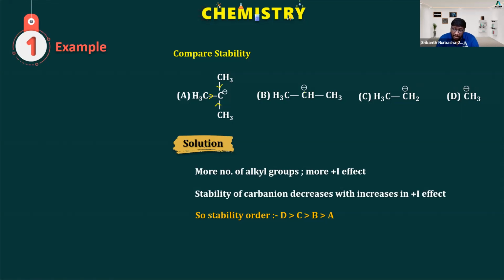Because these are all carbanion systems, and the carbon is connected to methyl groups. With more electron donating groups, negative charge is increased. Negative charge increased means stability decreased. So negative charge is less here in D. So D will be more stable than C, then B, and then A. D, C, B is the right order, right?